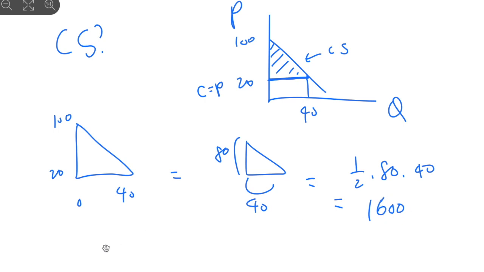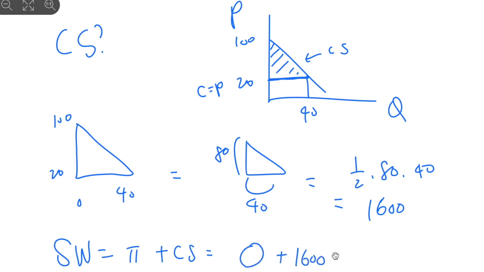1,600 consumer surplus. Well, the social welfare is the aggregate profit of the firms plus consumer surplus. So aggregate profit was 0 and we have the consumer surplus of 1,600. So the total social welfare will be 1,600. Okay, let's go back for the last part.